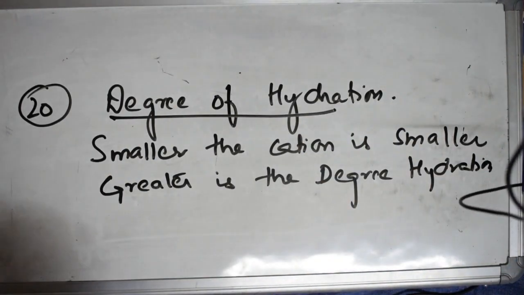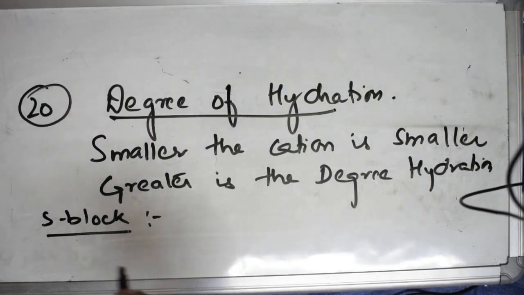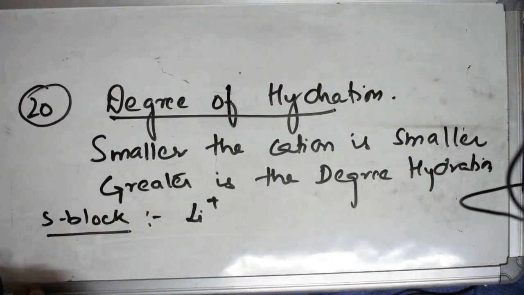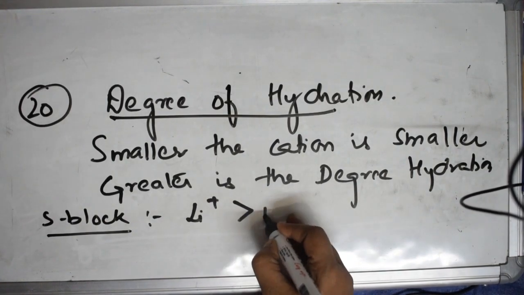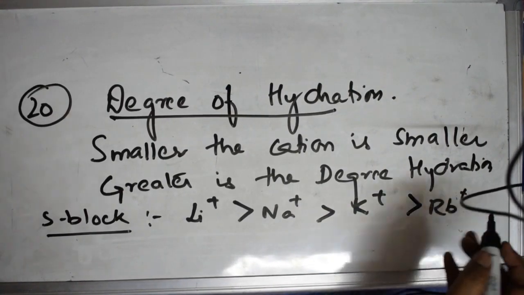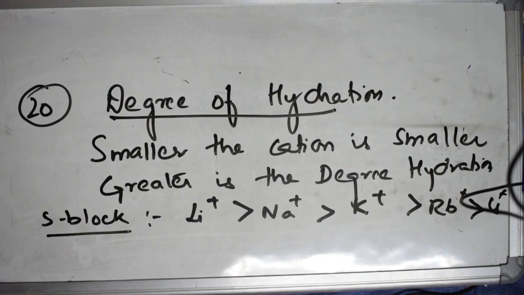Let us take one example. Suppose I take S block elements. In S block, smaller cations are there, isn't it? Because the atomic number is small. So which will have the higher degree of hydration? Lithium cation will have more degree of hydration because the cation is smaller. So Li+ will be greater than Na+, which will be greater than K+, which will be greater than Rb+, which will be greater than Cs+. Simple, isn't it? So if somebody asks you a degree of hydration question, if the cation is smaller, the degree of hydration will be greater. This is the thing in S block, right, students?